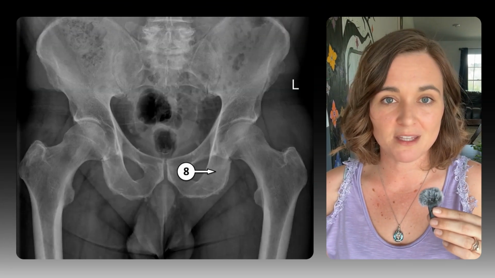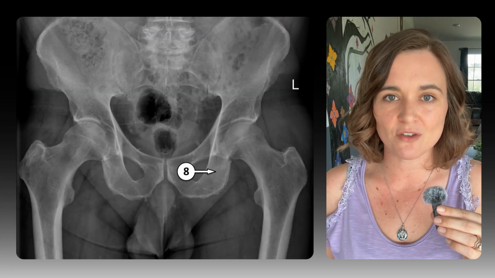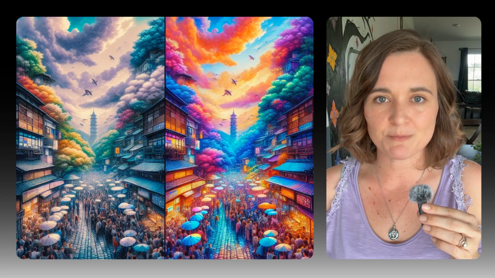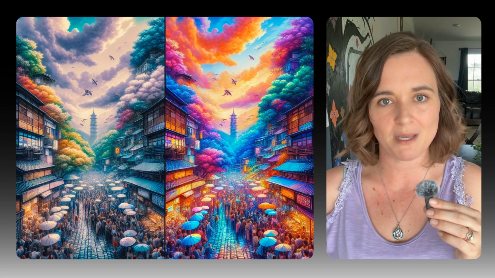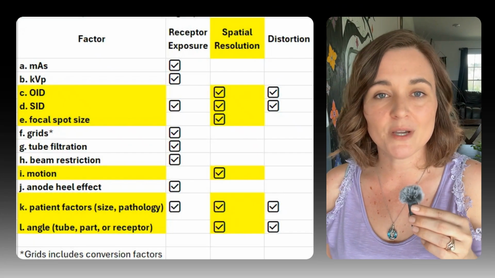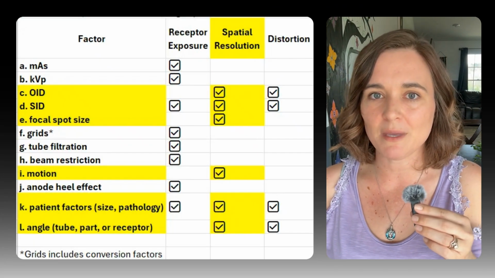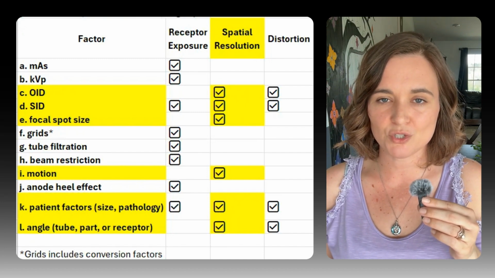Next up, we have spatial resolution, aka sharpness or detail. This is how crisp or clear the image is. Can you see the trabeculae in the bone? The sharp edges of soft tissue? That's spatial resolution. If receptor exposure is brightness, then spatial resolution is your high definition versus your standard definition comparison. The higher the resolution is, it means the more accurate detail and the fewer repeat images you'll have. Things like OID, SID, focal spot size, motion, and alignment can make or break spatial resolution.